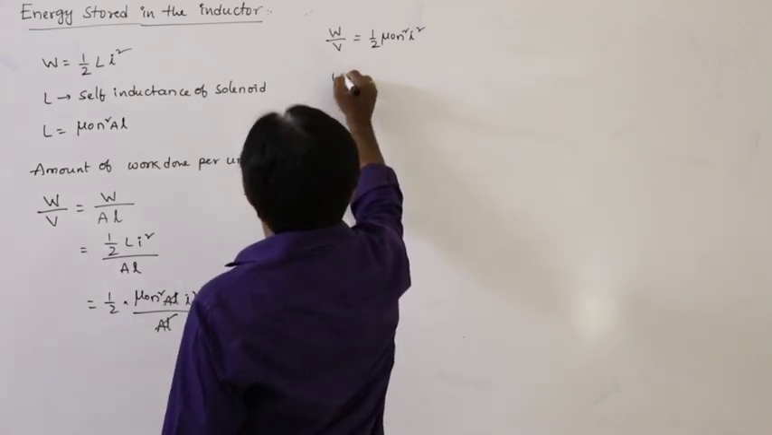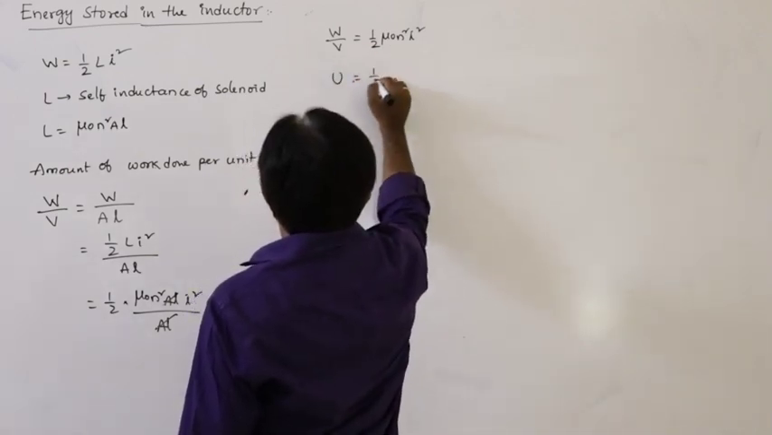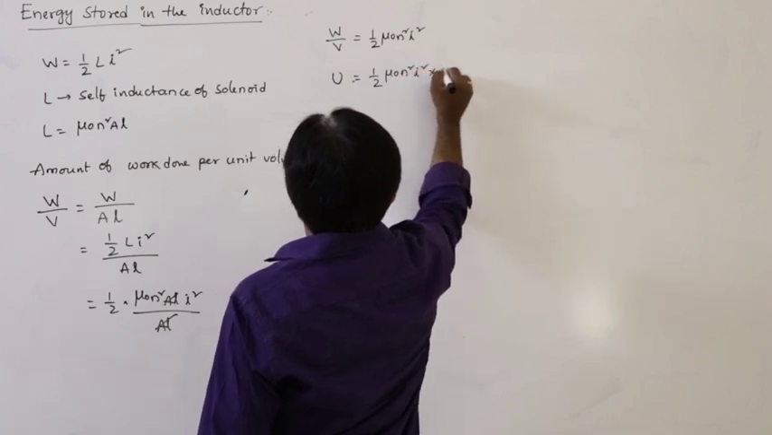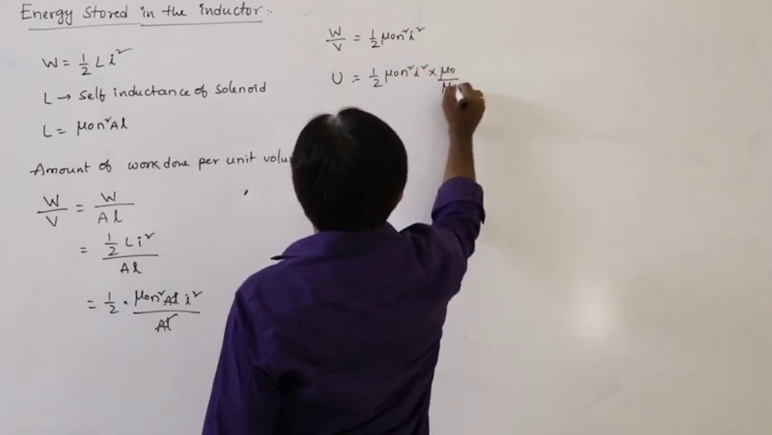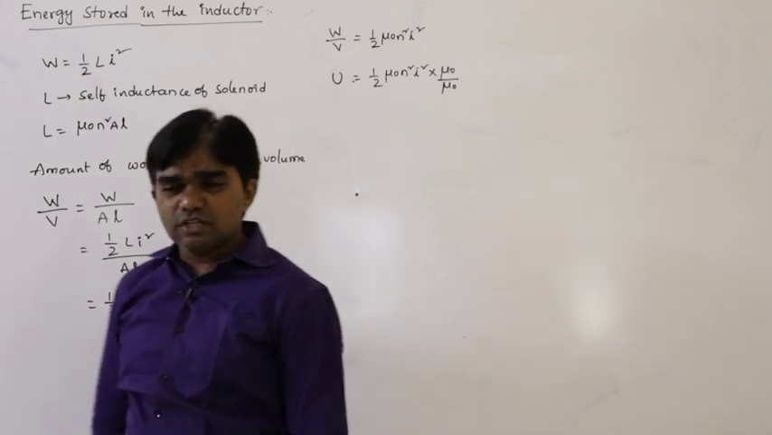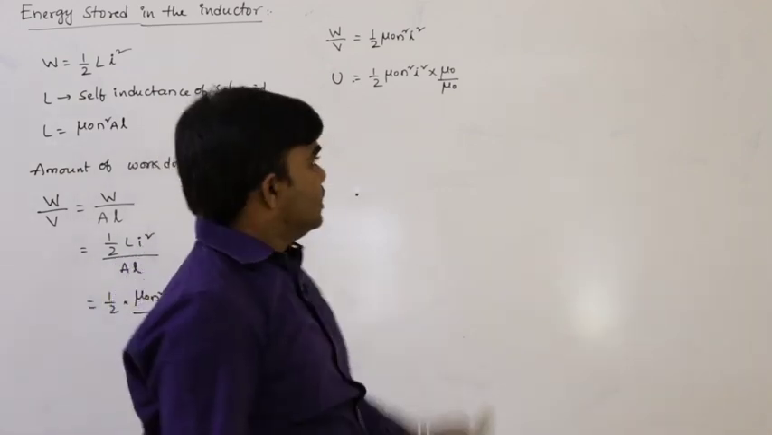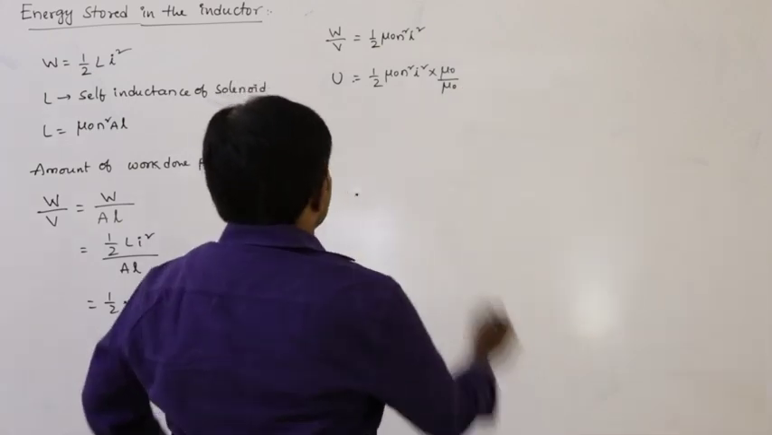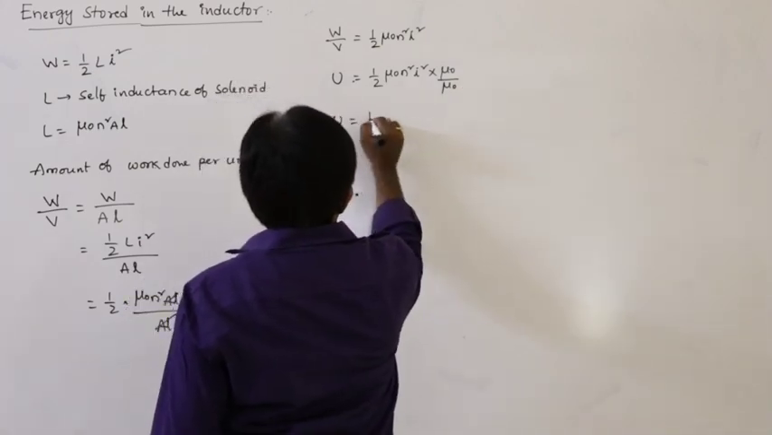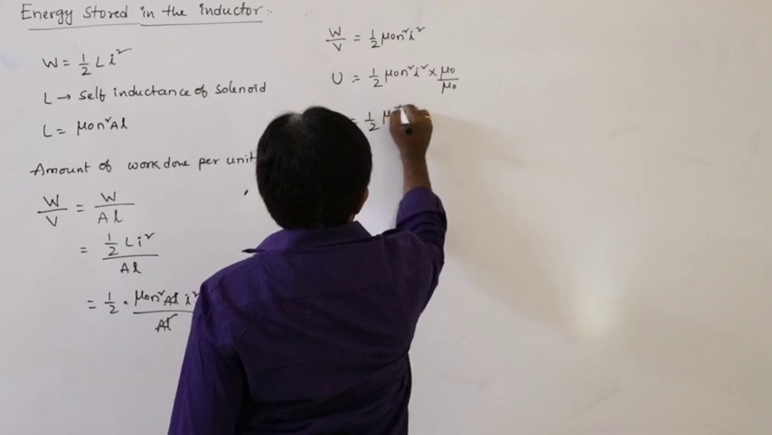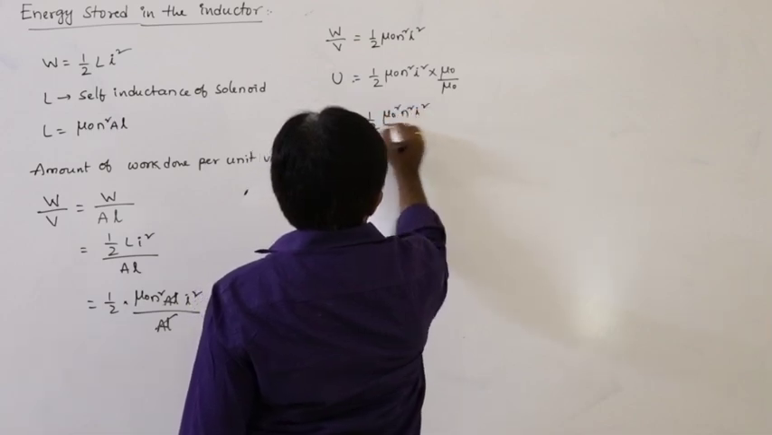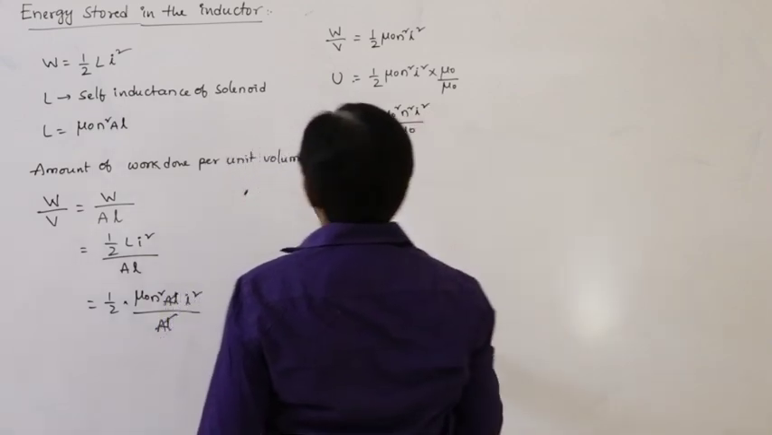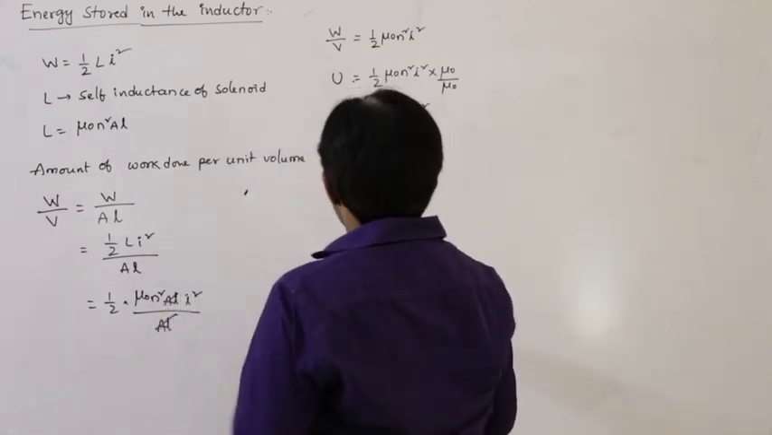Here the energy density can be written as half mu naught n square I square into mu naught divided by mu naught. Just for our convenience, I will multiply and divide with mu naught. So U can be written as half into mu naught square n square I square by mu naught. So that is mu naught n square I square.